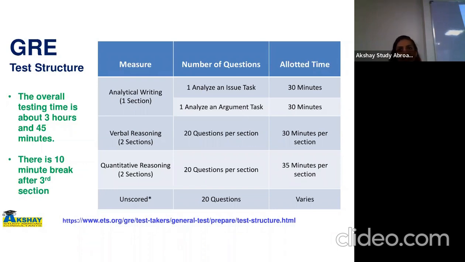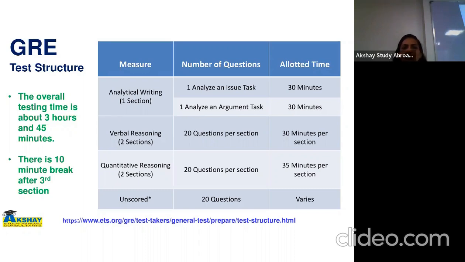So when you appear for the test, the first section that you take is the analytical writing assessment, which is for 1 hour. You have to compulsorily type your responses to a given issue prompt and a given argument prompt. The section is followed by either the verbal reasoning measure, that is English, or the quantitative reasoning measure. Okay. So for verbal reasoning and quantitative reasoning, there are 20 questions per section, and likewise there are 2 scored sections of verbal, 20 questions per section, and 2 scored sections of quantitative reasoning.